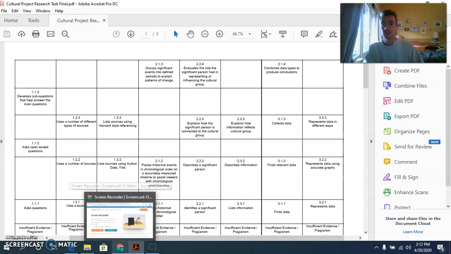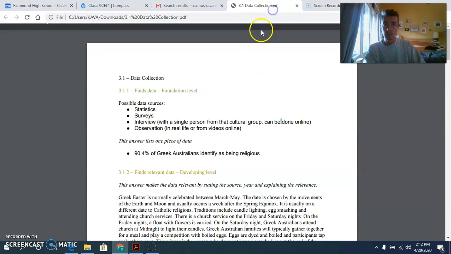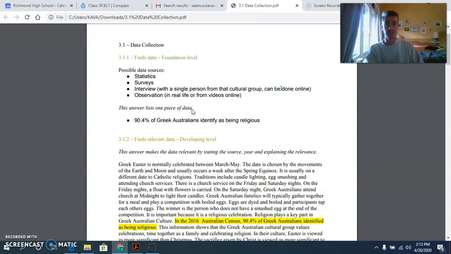So just like she did last time, Ms Lytas has come up with some example answers that we can use and it will really help us make our way through the rubric. So 3.1.1 finds data. At the foundational level, you are identifying one piece of data. So her question here was, why is Greek Easter important for Greek Australians? And then the data she found is that 90.4% of Greek Australians identify as being religious. So it's one piece of data included in a research answer.